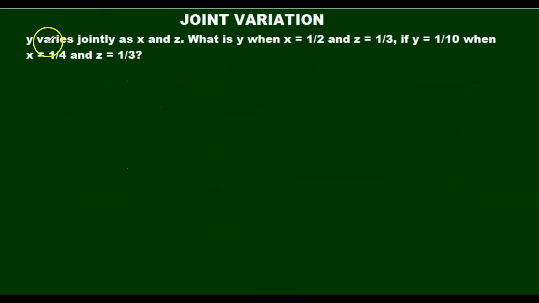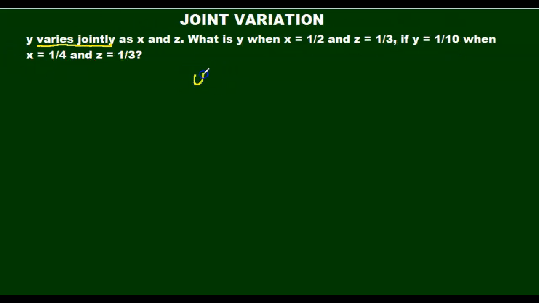Let's try this very similar problem, except now we're talking fractions for all the numbers. Y varies jointly as x and z. What is y when x equals 1/2 and z equals 1/3, if y equals 1/10 when x equals 1/4 and z equals 1/3? So in this case, they asked you what is y first, given x and z. Then they gave you the information to find your k at the end.